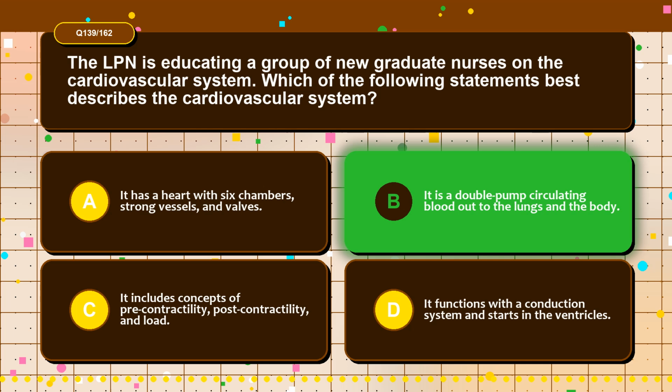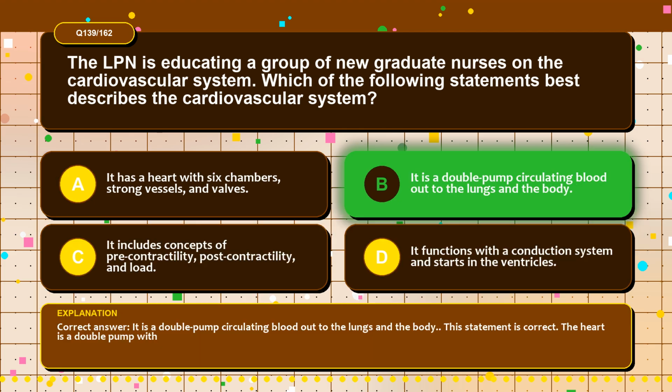The correct answer is option B. It is a double pump circulating blood out to the lungs and the body. This statement is correct. The heart is a double pump.